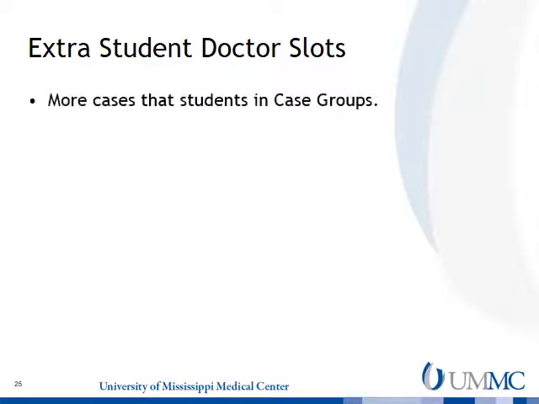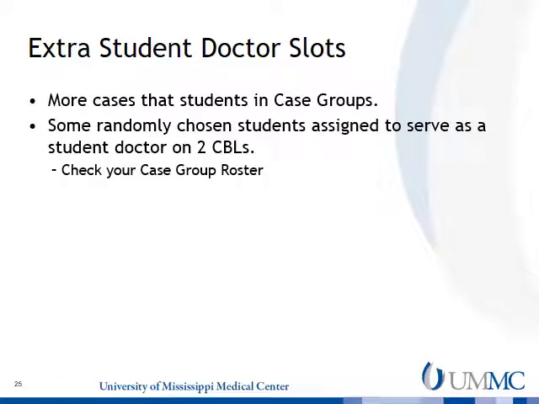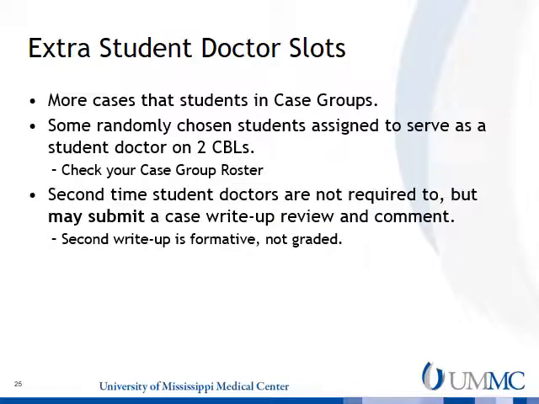Because we have more cases than students in each group, there are 5 to 8 extra student doctor slots in each small group, divided between psychiatric and neurological cases. We've randomly assigned some of you to the extra slots. If you've been assigned as a student doctor twice, you're not required to submit a case write-up on the second standardized patient, but you can, if you wish to, for extra practice. I'll review it and give feedback on the second write-up, but it won't contribute to your grade.